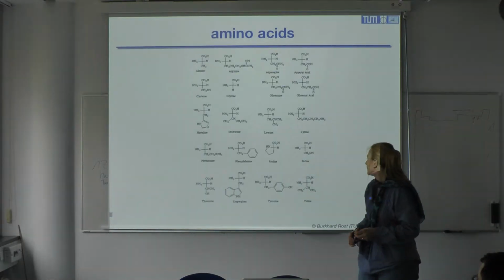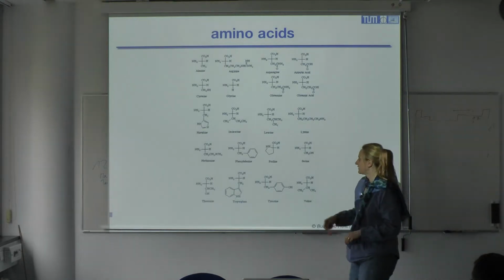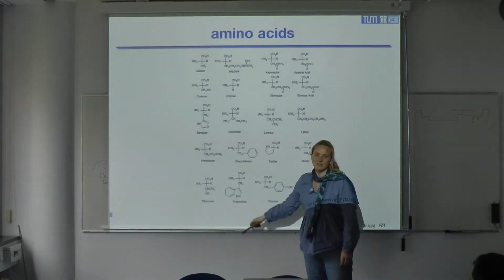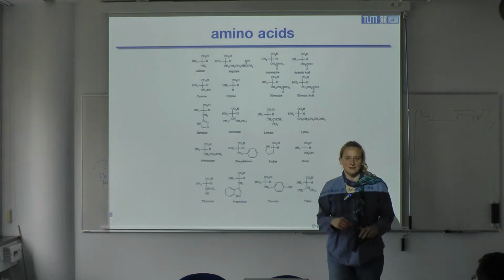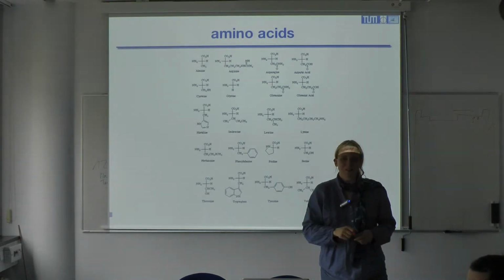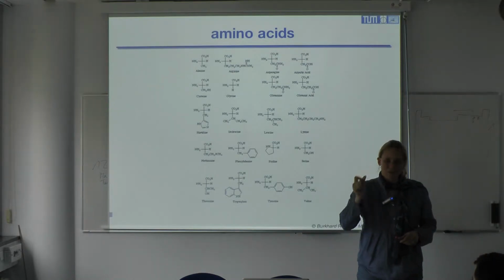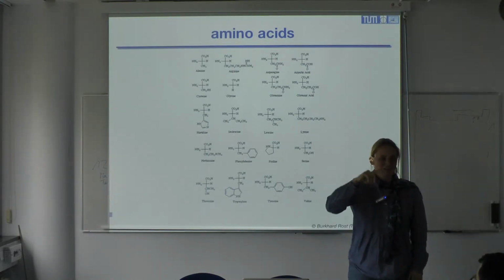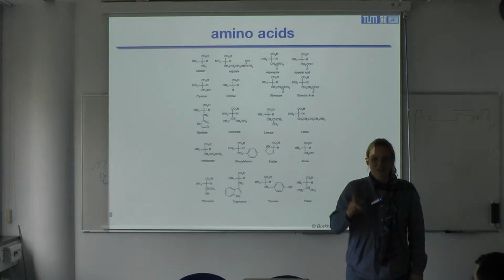Otherwise sometimes we group by other things, like for example, there are bulky ones and less bulky ones, things like that. So we don't expect you to be able to draw an amino acid, but if you hear a name, it's worthwhile to know, okay, that's a bulky one, that's a polar one, that's a whatever.